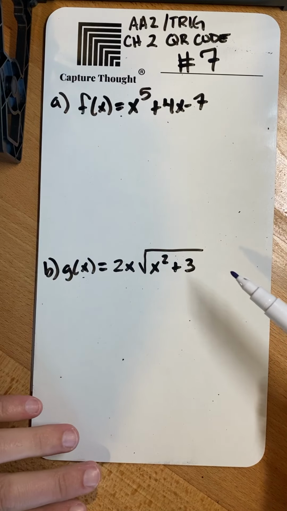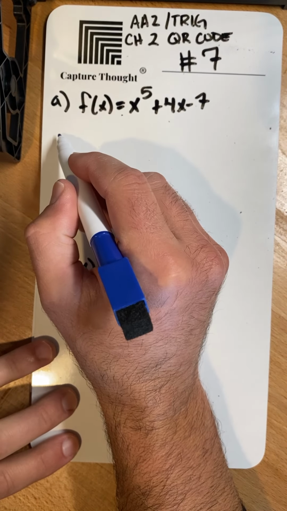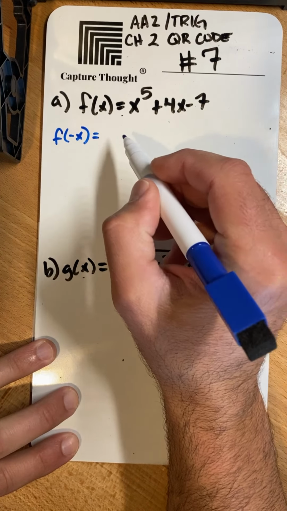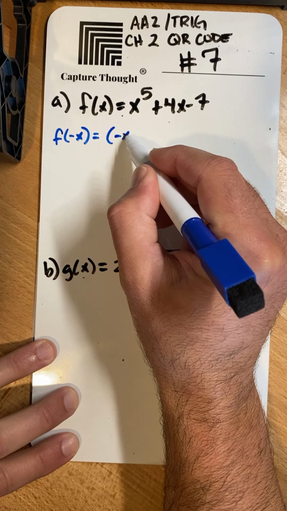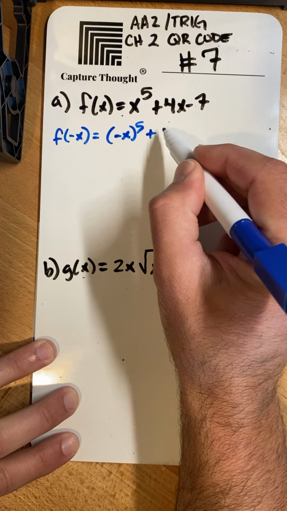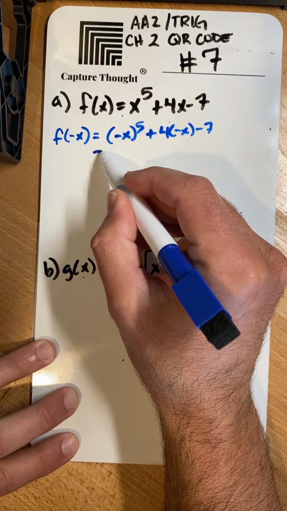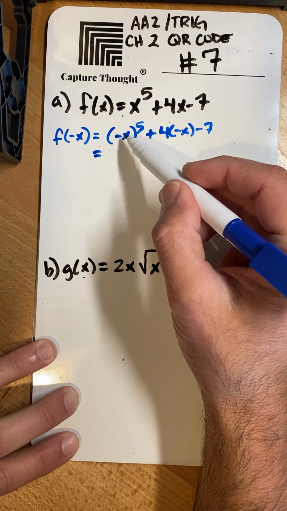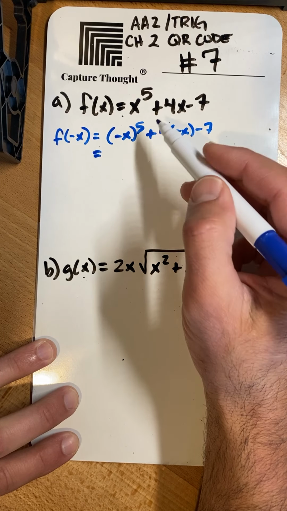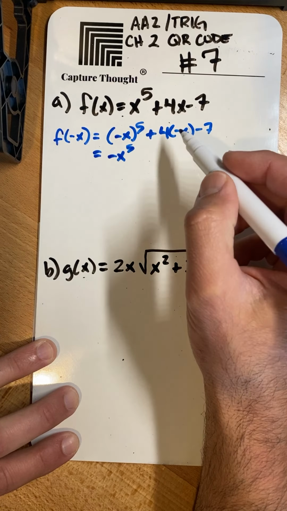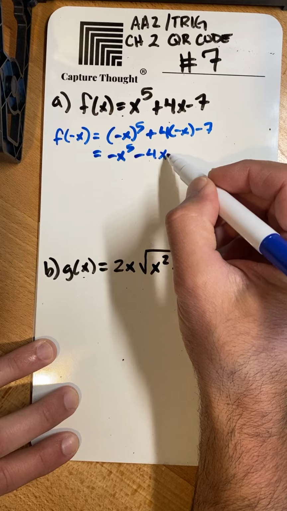So part A, it says, here's f of x, so I want to get f of negative x. So f of negative x means I replace every x with a negative x, and I see what I get. Okay, so I've done that there. So if I do a little analysis here, if I take a negative number and I raise it to an odd power, it will still be negative. So that is equivalent of negative x to the 5th. This is minus 4x, this is minus 7.